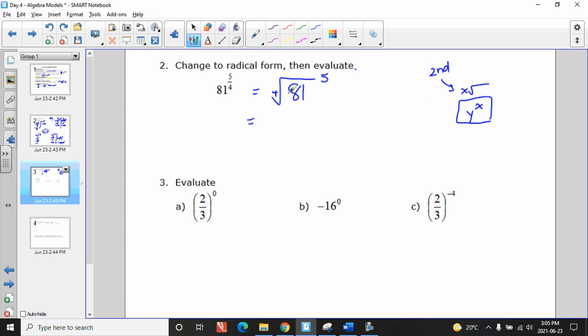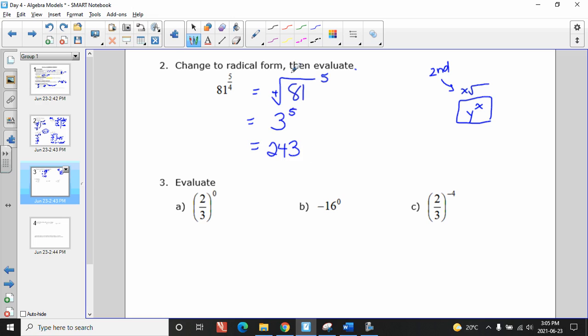Anyway, the fourth root of 81, the number that you can multiply by itself 4 times to get 81, is 3. So the fourth root of 81 is 3, and we're going to raise that to the exponent 5. And then 3 to the exponent 5 is 243.